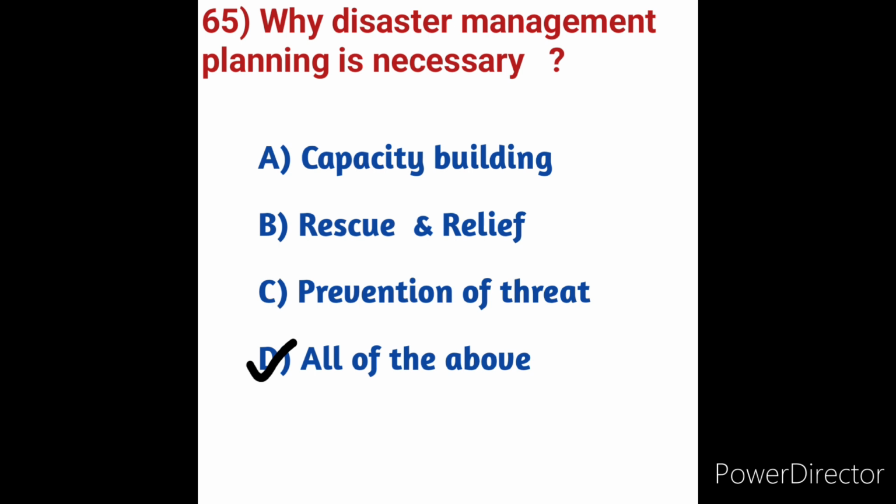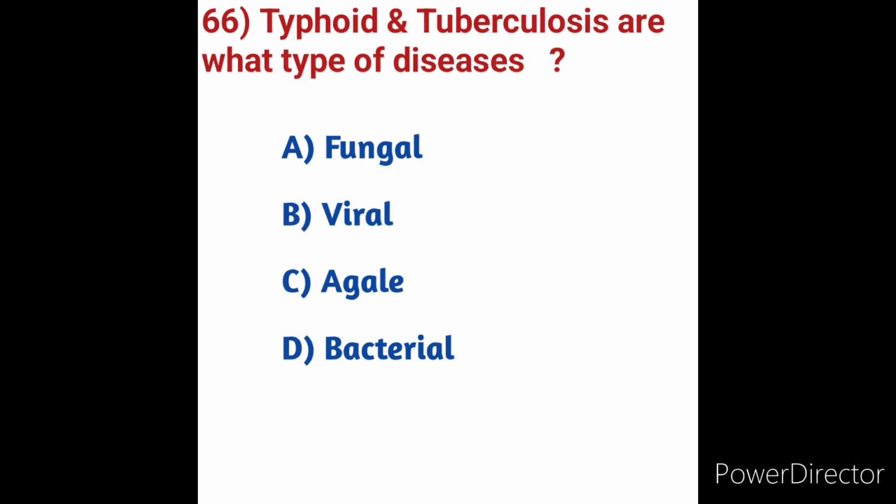Next we will move on to question number 66. Typhoid and tuberculosis are what type of diseases? We will see here options first. Option A fungal, option B viral, option C algal, option D bacterial.